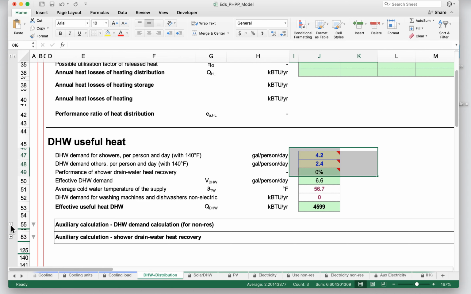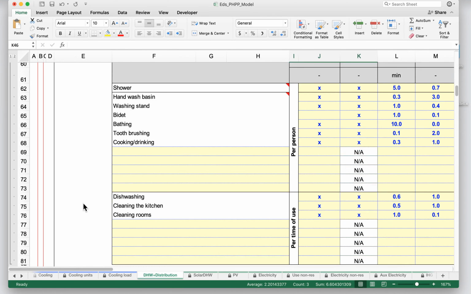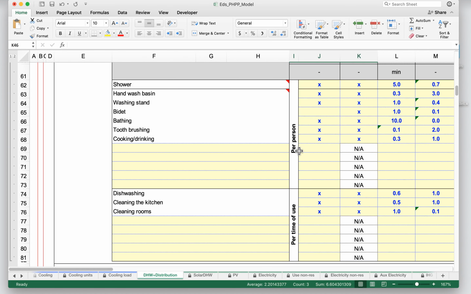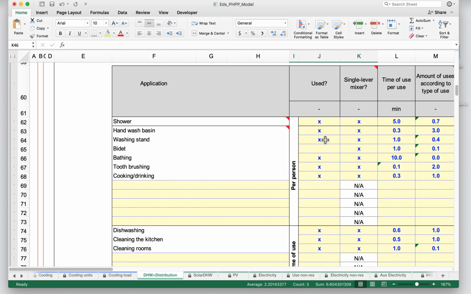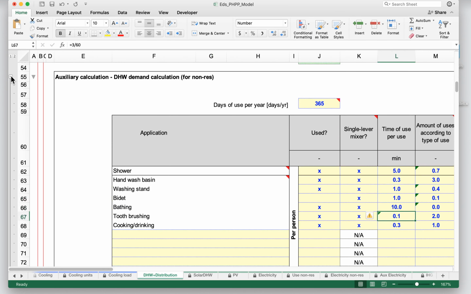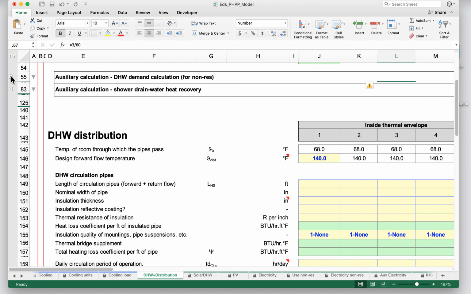And now I can come over here and click this plus button, and I get unrolled a big calculator here where I can input lots of information about, like, time of use for toothbrushing and cooking and drinking, and on and on. So we can build out a reasonably complex schedule here if we so desire. So this is built into the PHPP. You don't have to use this by default. This is really for more detailed residential if you feel the need to do that, or for non-residential uses.